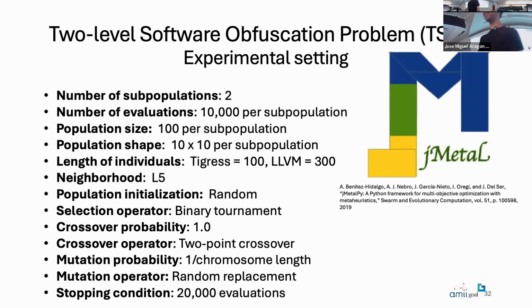Also, it's important to mention that we have two different subpopulations, and we also use a mutation operator. When we mutate one variable of an individual, we change that transformation to another one from the set randomly.